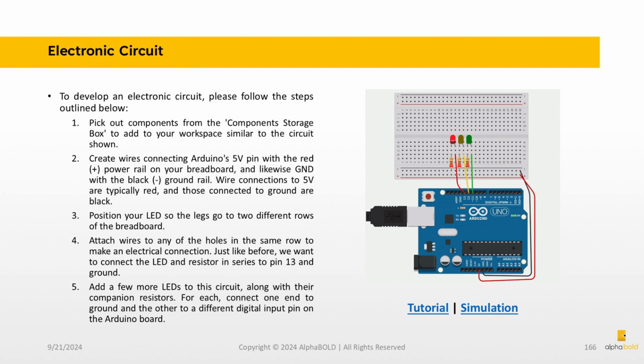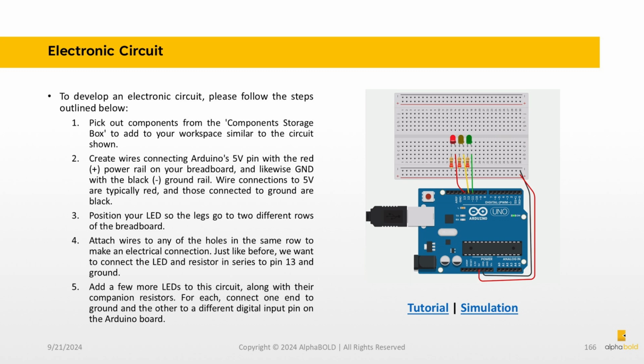Pick out components from the Components panel to add to your workspace, similar to the circuit shown. Create wires connecting Arduino's 5V pin with the red plus power rail on your breadboard, and likewise GND with the black ground rail. To change your wire colors, select the color in the inspector, or use the number keys on your keyboard to quickly switch between colors. Wire connections to 5V are typically red, and those connected to ground are black.